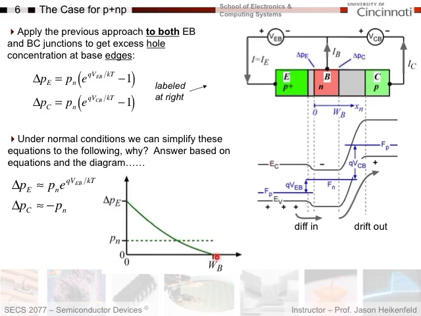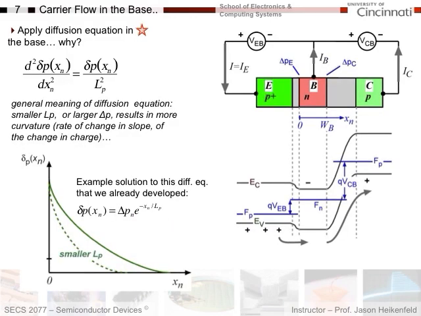So you already should be looking at this and saying, wow, I've got a concentration gradient here, right? I've got an excess on this side, 0 here, and so diffusion should be driving my holes across the base. So if diffusion is driving holes across the base, then let's apply the diffusion equation in the base. And the answer is why?